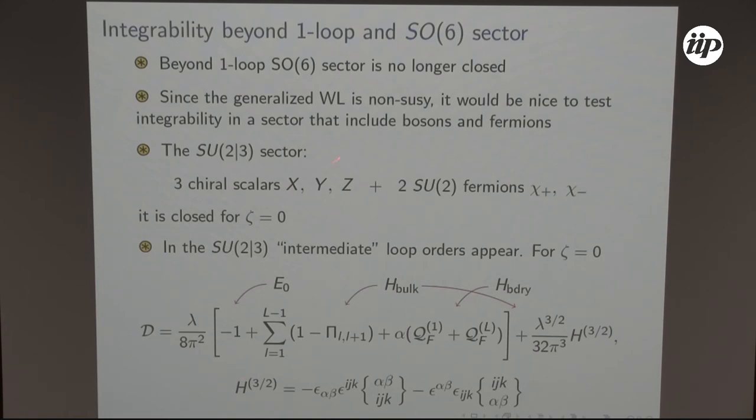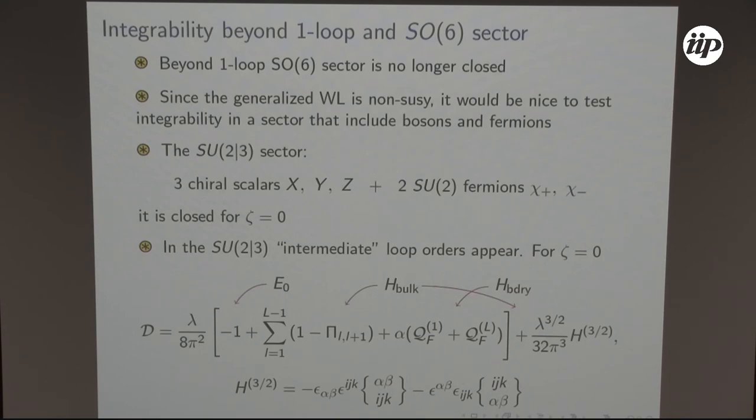Since now you are in an SU sector, you don't have the trace, so it's 1 minus the permutation. Here is the graded permutation, it's just a permutation with a sign when the two fields are fermionic. But also, this is like a one loop Hamiltonian, but then you have this loop and a half term in the Hamiltonian, which is a bit curious. It was discovered by Pizer in 2003.